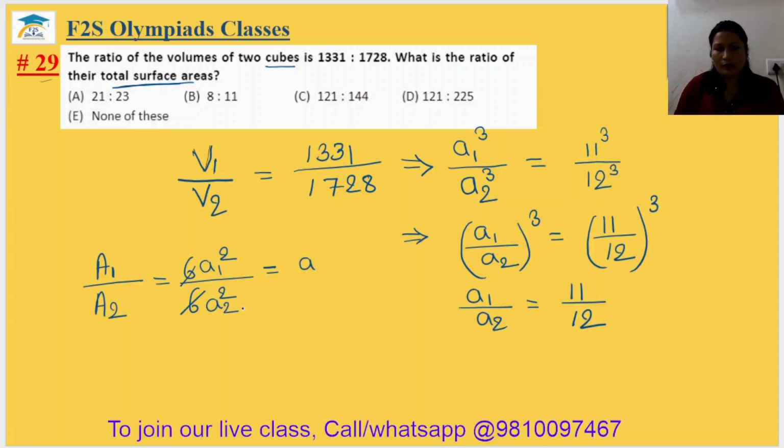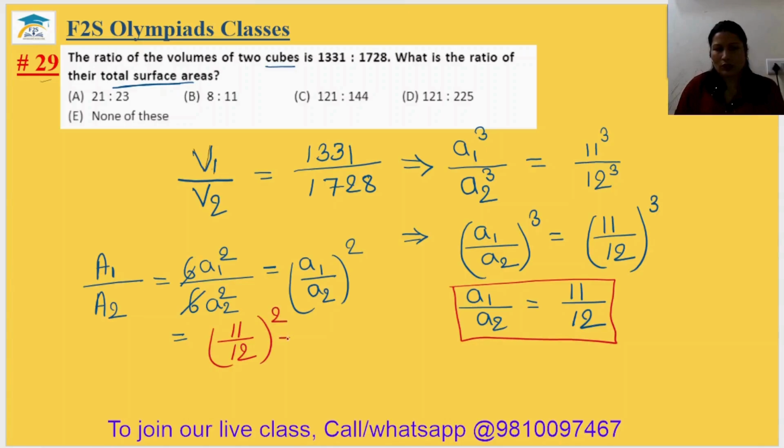A1 upon A2 whole square. And from here we can say A1 by A2 equals 11 by 12, whole square. So 11 elevens are 121, and 12 twelves are 144. So the ratio of the total surface area of both the cubes will be 121 is to 144. That is option number C. The 29th answer is option C.